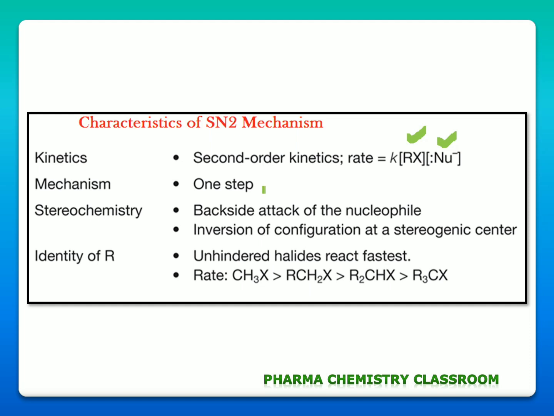Mechanism follows a one-step reaction. Stereochemistry involves Walden inversion due to the backside attack of the nucleophile. And ease of reaction: unhindered halides react faster, that is why methyl halides and primary alkyl halides react easily, and tertiary alkyl halides will not undergo SN2 reaction easily.